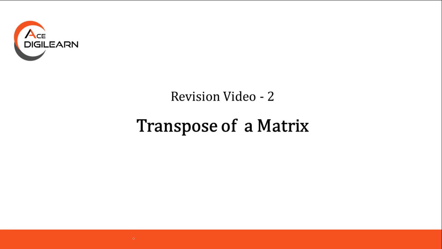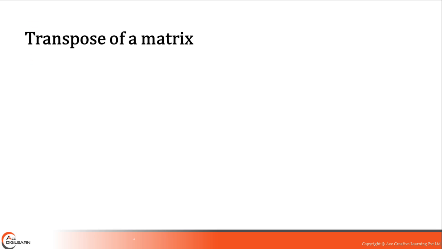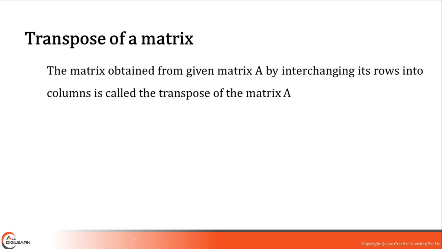Hello everyone. Let us discuss the transpose of a matrix. It is defined as the matrix obtained from the given matrix A by interchanging its rows into columns. It is denoted as A^T, which can be read as A transpose.